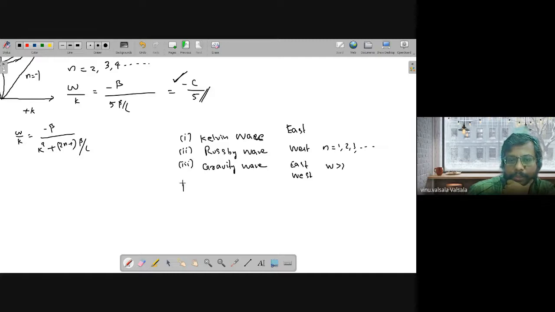Then the fourth type of wave we see today is a special type of wave we call mixed Rossby gravity waves. This propagates to the east when omega is larger, and propagates to the west as a Rossby wave when omega is smaller. That's why we call it a mix of Rossby and gravity wave. We also call these Yanai waves, named after the person who theoretically proposed them, Yanai.